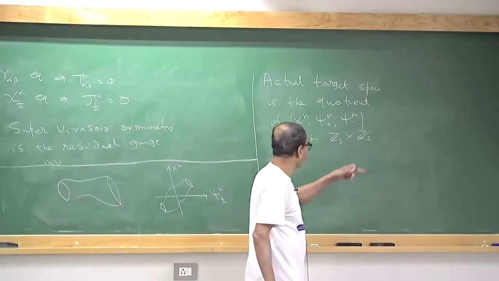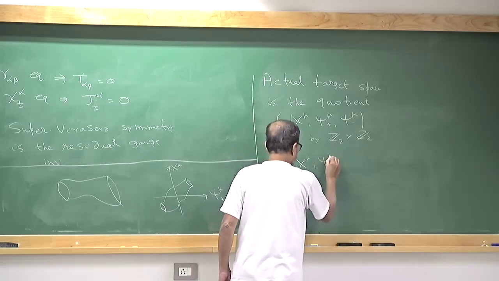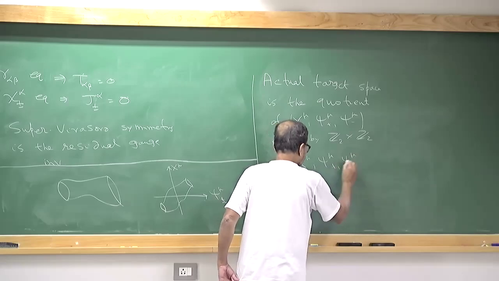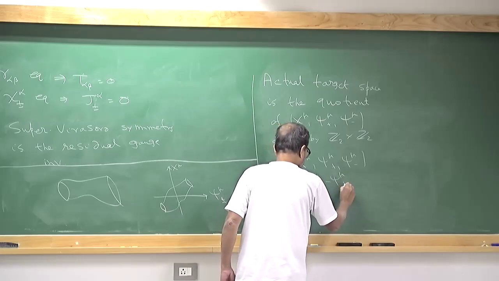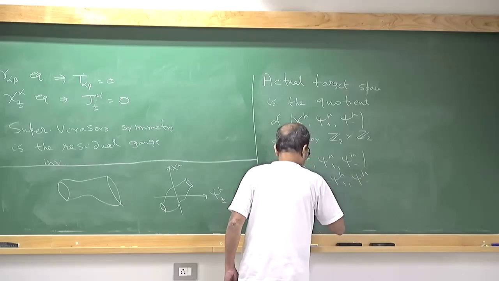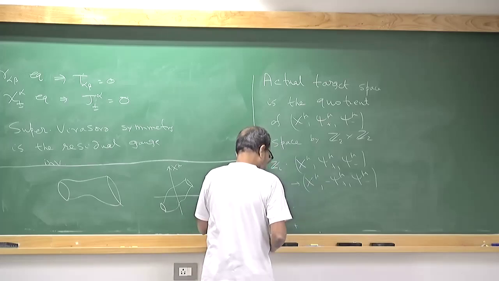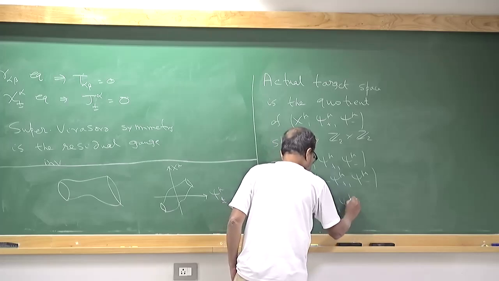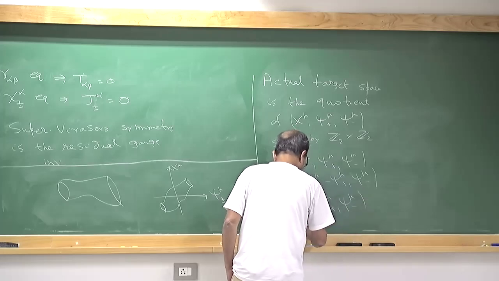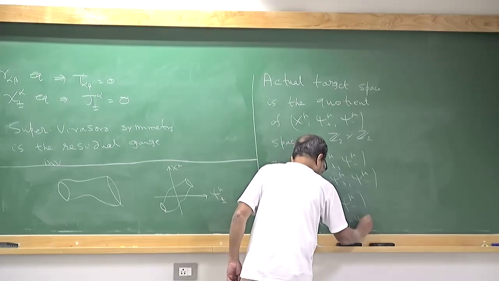How does it act? The first Z2 takes x mu, psi mu plus, psi mu minus to x mu, minus psi mu plus, psi mu minus. The second Z2, let me call this Z2 prime, takes x mu, psi mu plus, psi mu minus to x mu, psi mu plus, minus psi mu minus.